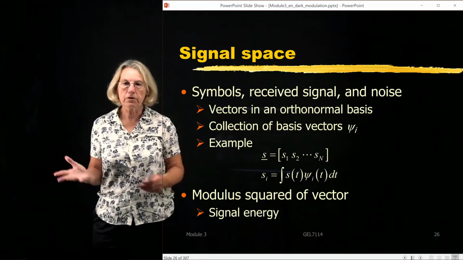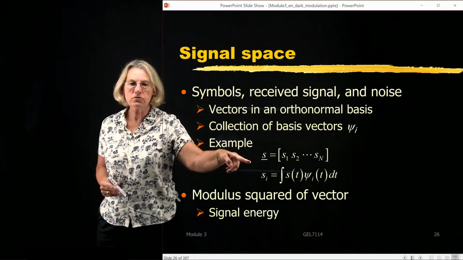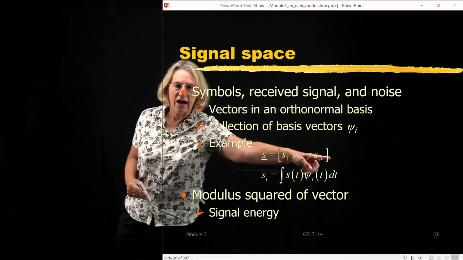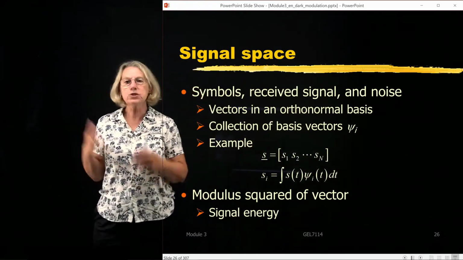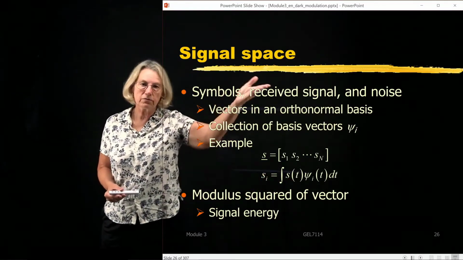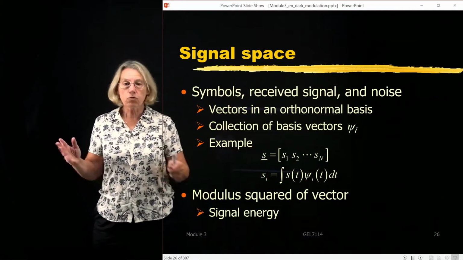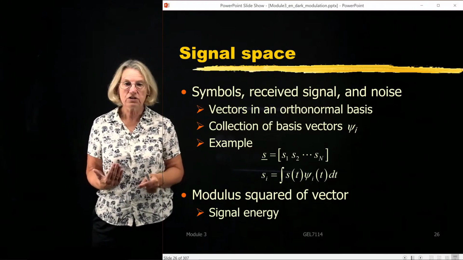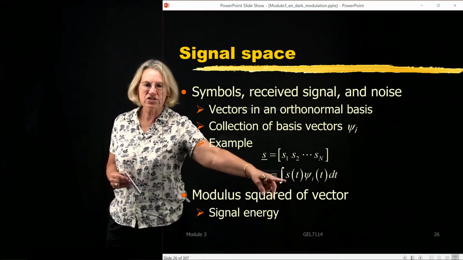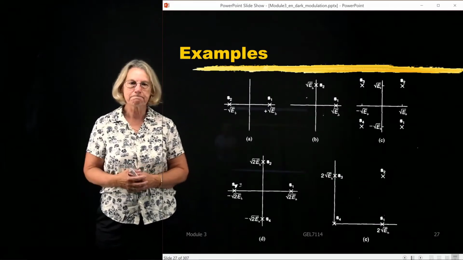For example, if we're going to look at the signal that was transmitted, one of the symbols, or later the received signal, it's going to be a vector in the signal space with up to n coordinates. Each one of the coordinates we find by taking the waveform for that symbol, or the received signal, and doing the inner product one by one with each one of the basis vectors. And of course, the modulus squared of the vector, or the 2-norm squared, is the signal energy, and that just comes from this definition. So that's a little recall on signal space.